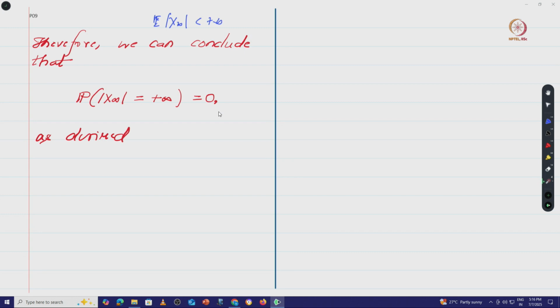So on different omegas, x infinity can take different values, right. So sometimes it can take 5, sometimes it can take -100, and as large a number as you can imagine, but what we are saying is that the set of omegas where absolute value of x infinity is plus infinity, okay, that has probability 0. Okay. So with this I come to the end of this class.